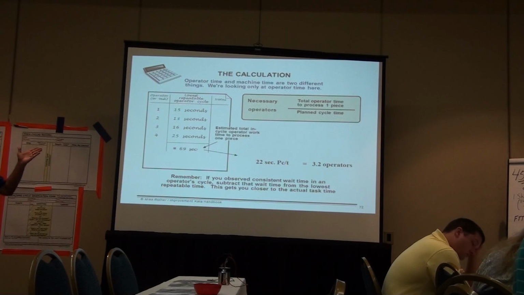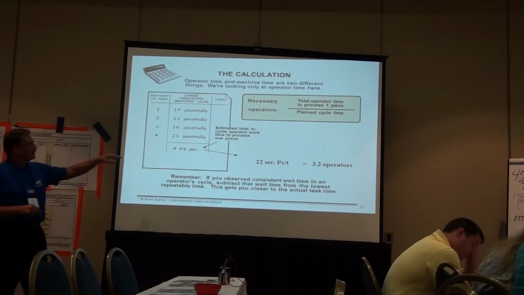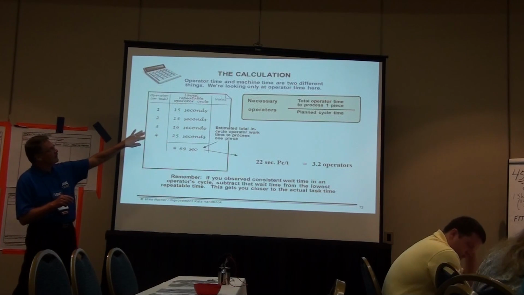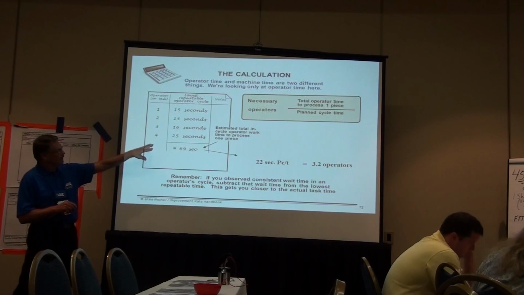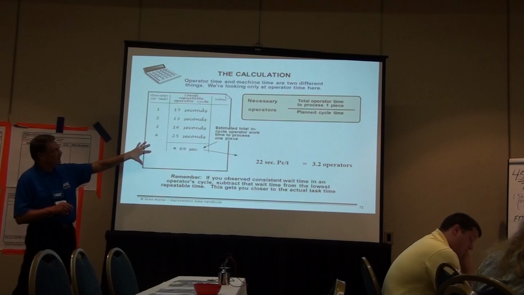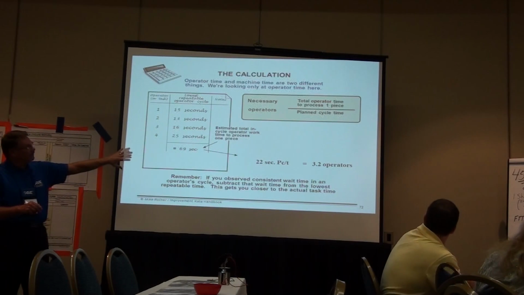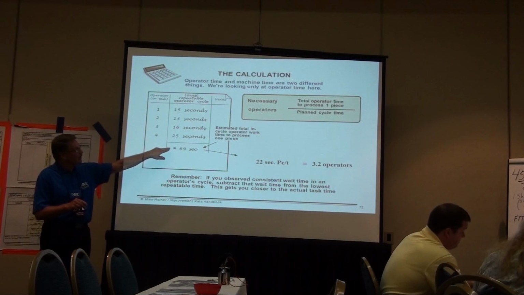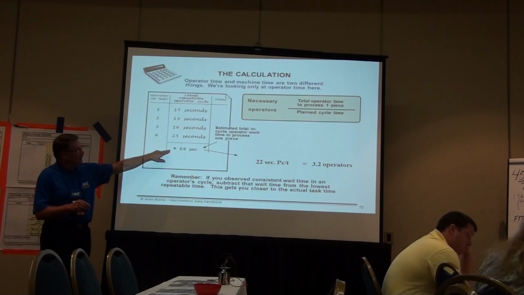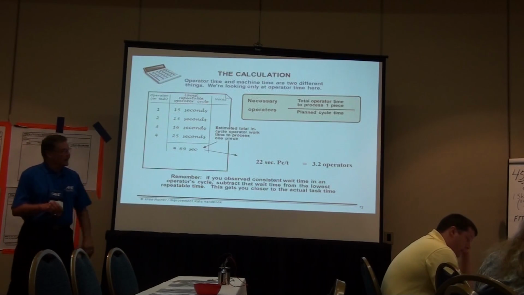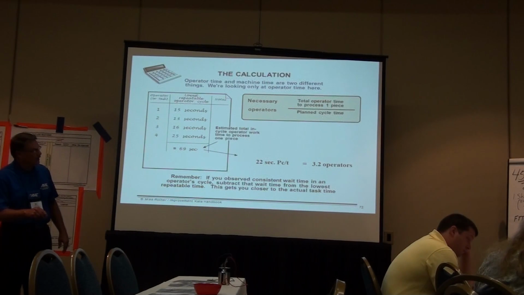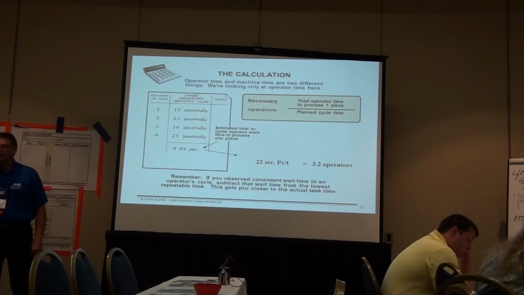What we do here is we look at the operator task, and instead of the sum of the cycle time, we're going to summarize the lowest repeatable. We're going to come up with a number. So we add up all of this information here. We know what our planned cycle time is. So we're going to take this lowest repeatable sum divided by planned cycle time, and that will tell us about how many folks we should have on the line, 3.2 in this case.